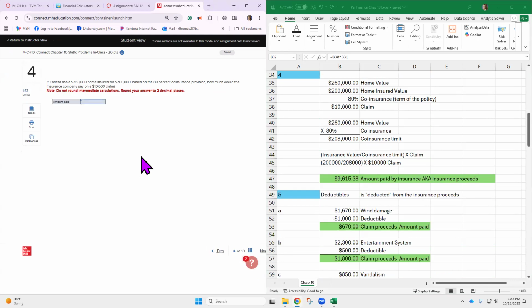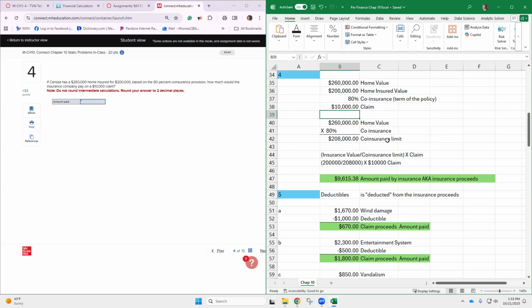This one is about home insurance. There are different characteristics of home insurance and you have to be careful. Carissa has a $260,000 home, so I put that down as home value. It's insured for $200,000 based on an 80% co-insurance provision. That's a term of the policy. And they have a claim. How much would the insurance company pay on a $10,000 claim?